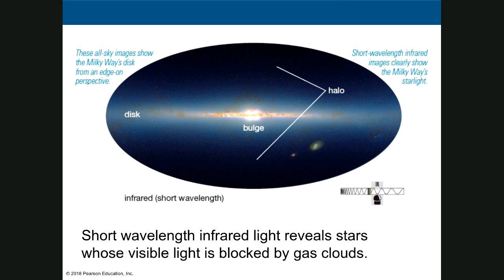Okay? And again, infrared doesn't scatter like visible light does. The infrared just goes straight through the dust. That's why we can see this picture.